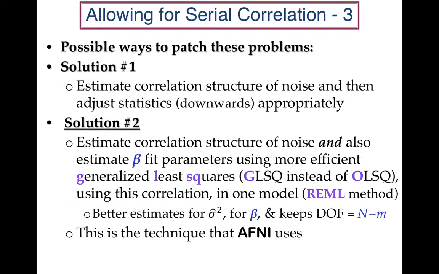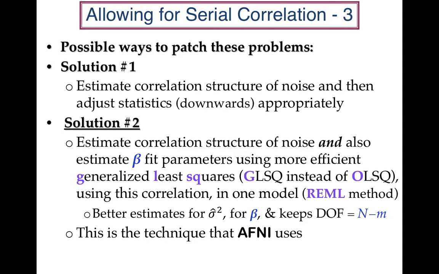So there are a couple ways one could patch this problem, both of which involve estimating the correlation structure of the noise and then doing something. The first thing would be to just adjust the statistics downward, saying, oh, well, we have this much correlation, so we said the t-value was 5, but it really should be 4. The other way is to estimate the correlation structure of the noise and then use a technique called generalized least squares instead of ordinary least squares, which adapts to the correlation structure.